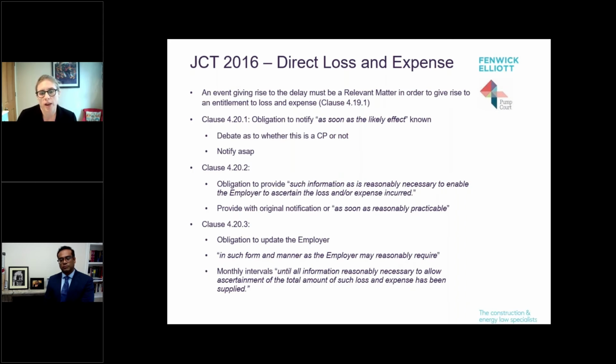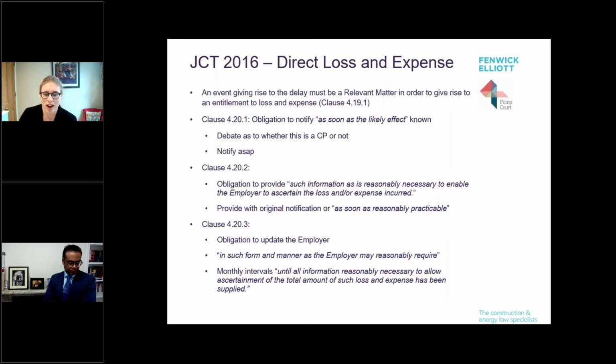You then have an obligation to notify the employer, obviously, as soon as the likely effect is known. There is some debate as to whether that is a condition precedent or not, and until that debate is positively resolved one way or the other, the best rule is to notify that as soon as you're aware of it or the effect of the relevant matter.